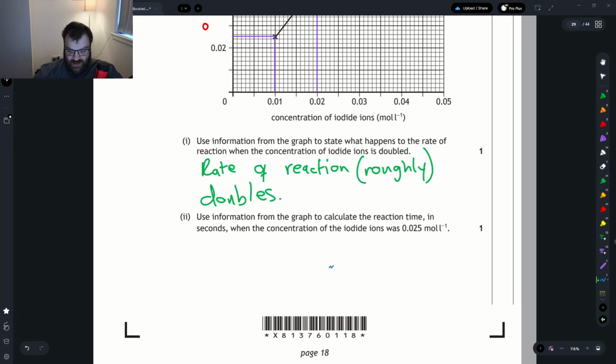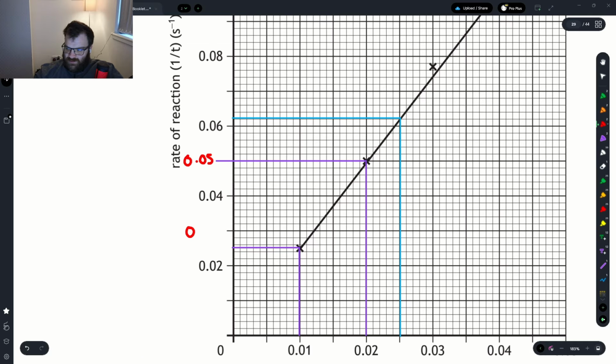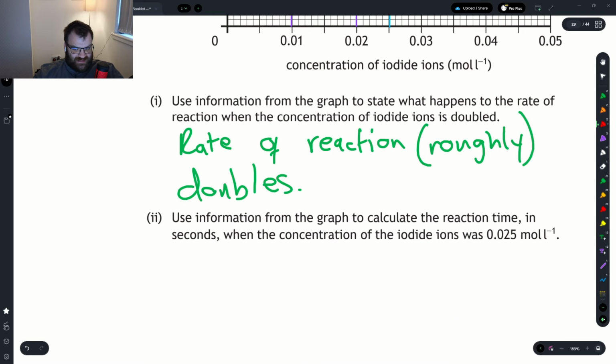Now we're asked to work out the reaction time when the concentration was 0.025. 0.025 is halfway between. Run it up to the line, run it across. Need to figure out what we're going up in. That's 0.07. Put zeros on to make it easier. So every box must be 0.002. So this would be 0.062. And that's the only way this can work.